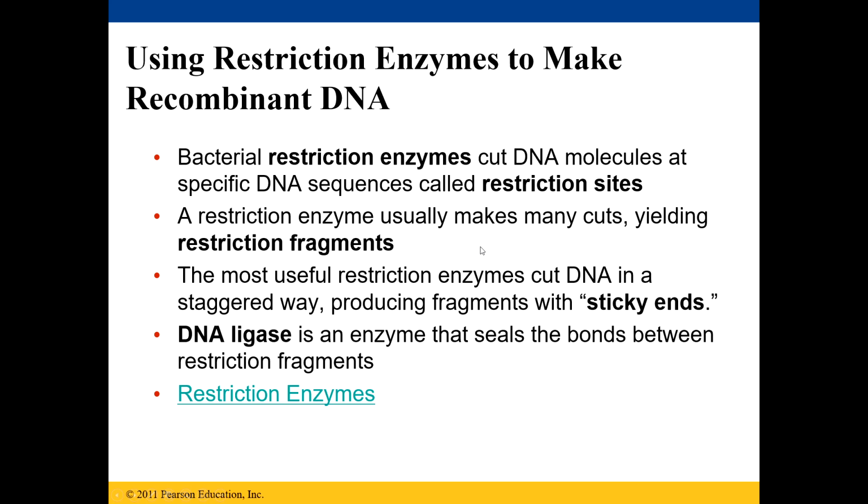So a restriction enzyme makes cuts at specific sites, and depending on what you're trying to do, you can actually order these enzymes to cut after certain sequences. Like this one enzyme will always cut after AATT or something like that. The most useful restriction enzymes cut DNA in a staggered way that produce fragments called sticky ends. And then what happens is they will complementary base pair and will seal that with DNA ligase.